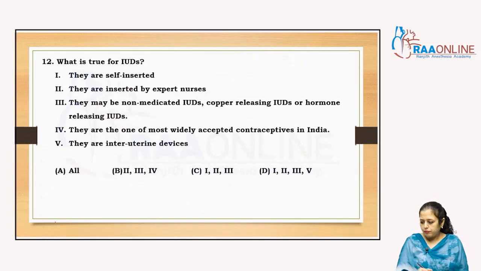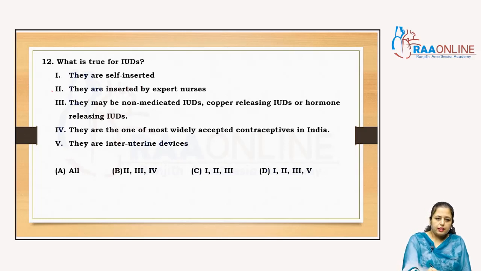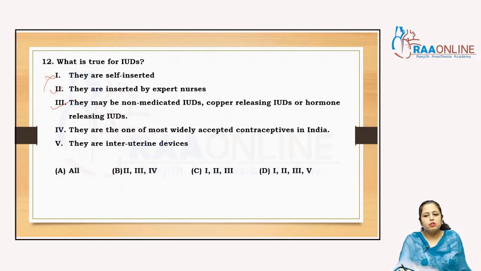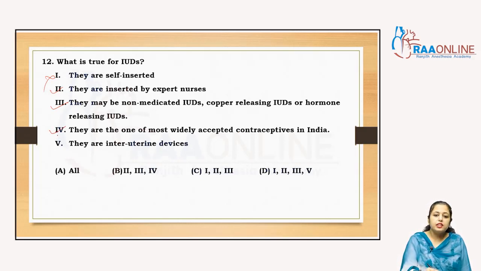Come to the next. What is true for the IUDs? They are self-inserted? No, they are inserted by experts, expert doctors and expert nurses. They may be non-medicated IUDs, copper releasing IUDs and hormone releasing IUDs, exactly correct. They are one of the most widely accepted contraceptives in India, correct. They are inter-uterine devices? No, they are intrauterine devices. It's not inter, that's why that is wrong. So the correct answer is Bombay.